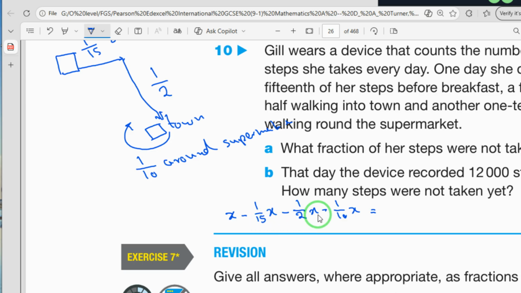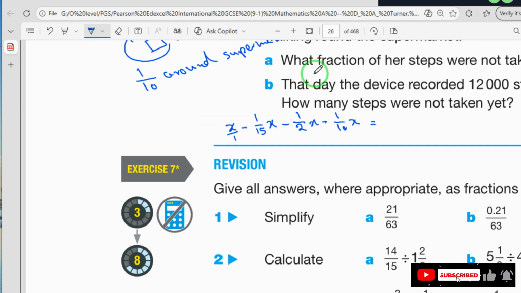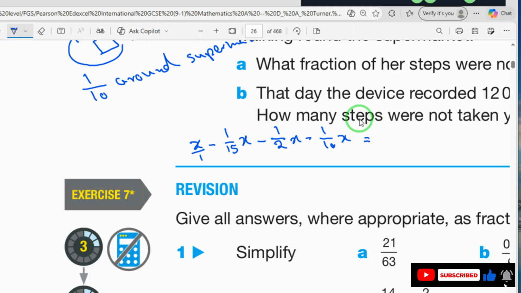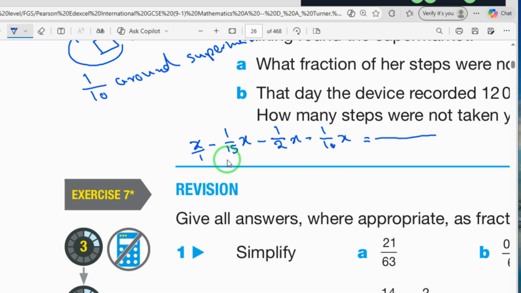We take a common denominator between these numbers. The first x, its denominator is 1. We take 30 as a common denominator. We take the common denominator here, 30. 30 divided by 1 gives us 30x. Minus this, we put: 30 divided by 15 gives us 2. 2 times x is minus 2x.